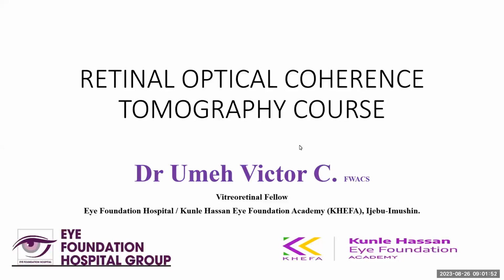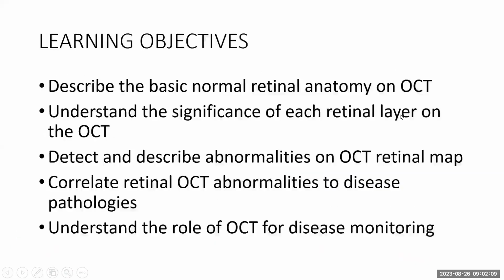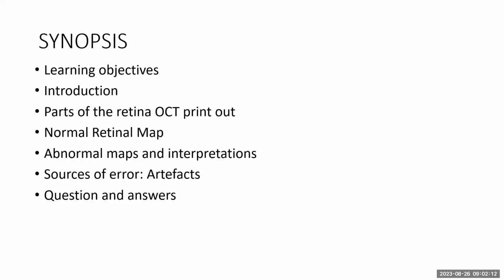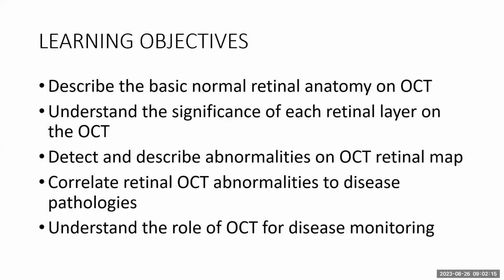So we'll be taking the abnormalities part of the retinal OCT. There's so much to cover in a short while, but I hope it will be worth our time. Okay, so this was a synopsis from last week. From our learning objectives from last week, we've been able to describe the normal retinal anatomy on OCT, and I also mentioned the significance of the layers. So today we're going to objectives 3, 4, and 5.